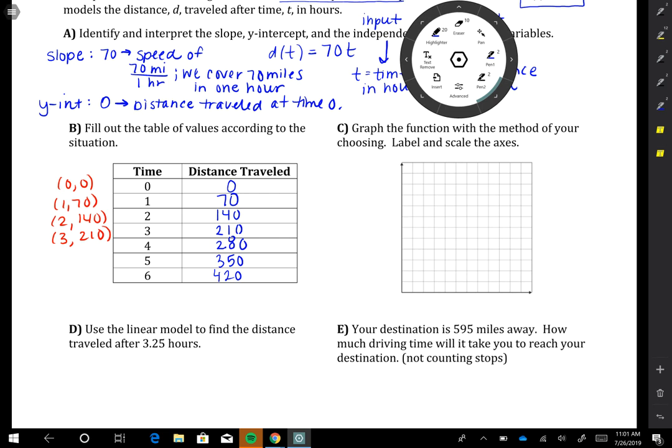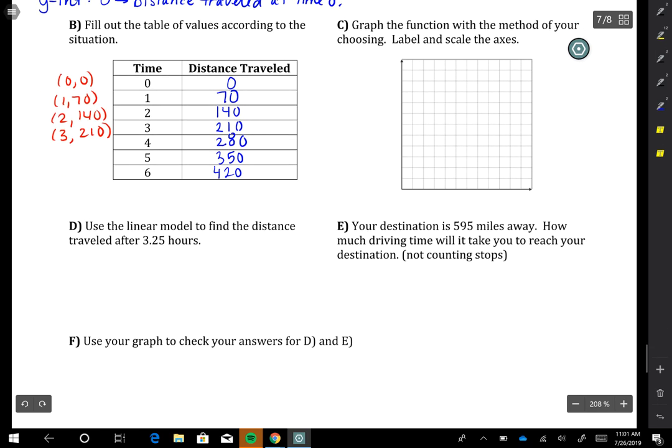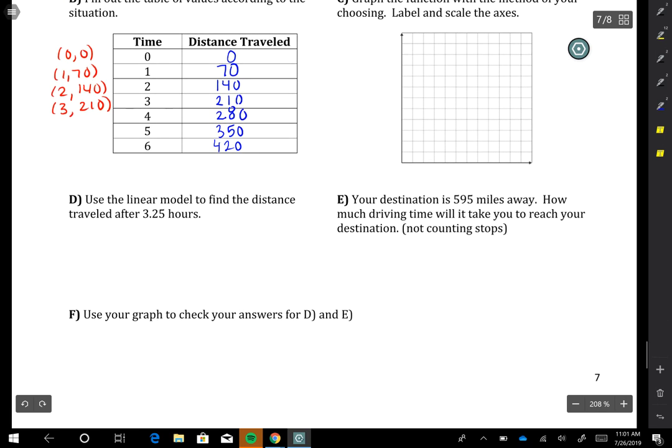So if our input, our independent variable, is our time, we're going to put that on our x-axis, but we're going to call it our t-axis. That's in hours, and let's just go by ones. Our dependent variable goes on our y-axis. That's going to be our distance, and that's in miles.